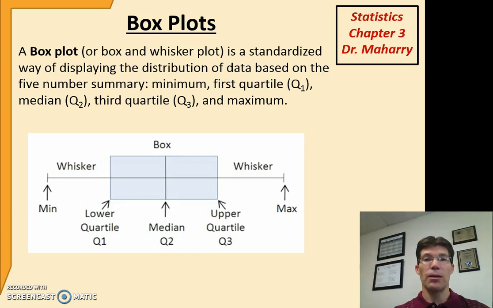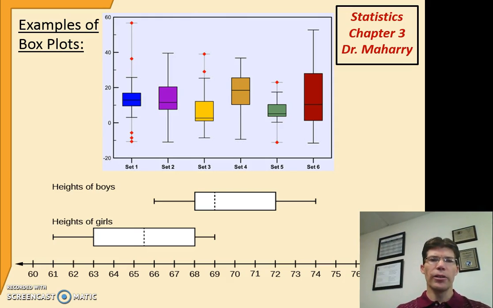A box plot looks something like this, and you can see the ends are your minimum and your maximum. Then the box in the middle has the lower quartile, or first quartile, and the upper quartile, or third quartile, at its outsides, and the median is somewhere in the middle. Here are some examples of box plots, and you can see they can be represented both vertically or horizontally.